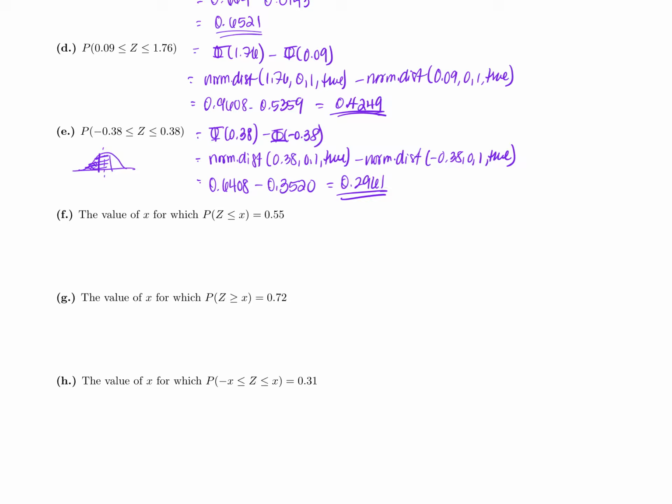So now we can find the value of x for which the probability that z is less than or equal to x is 0.55. Well, that is where phi of x is 0.55. That tells us x is norm.inv of 0.55, 0, 1, or x here is 0.1257.